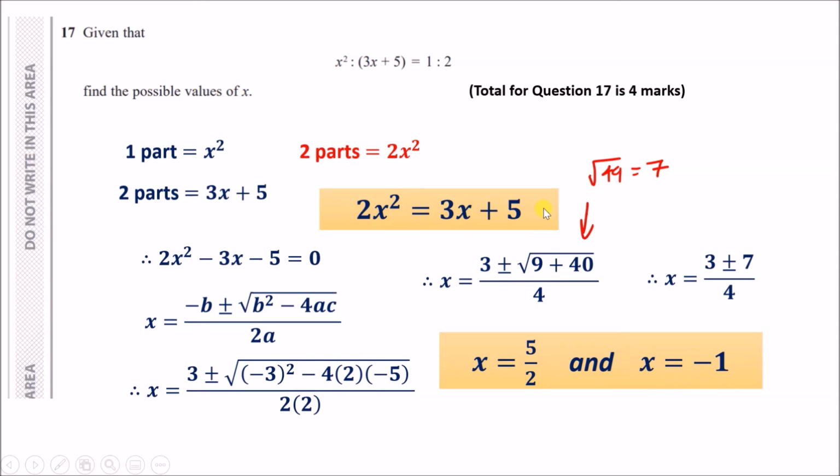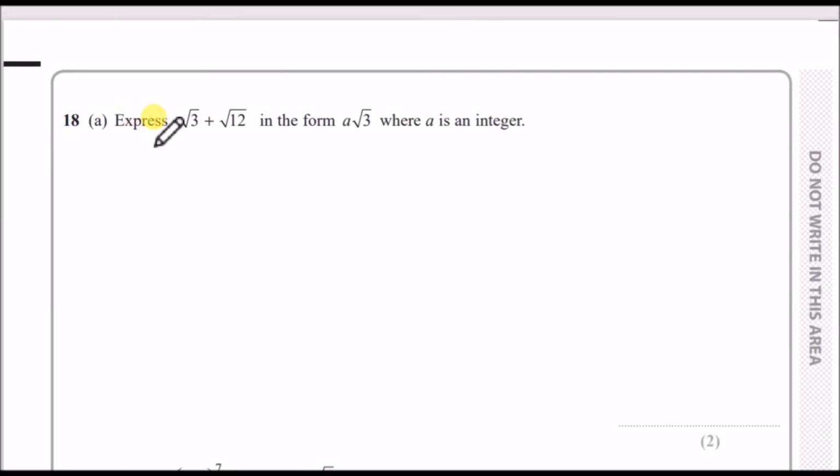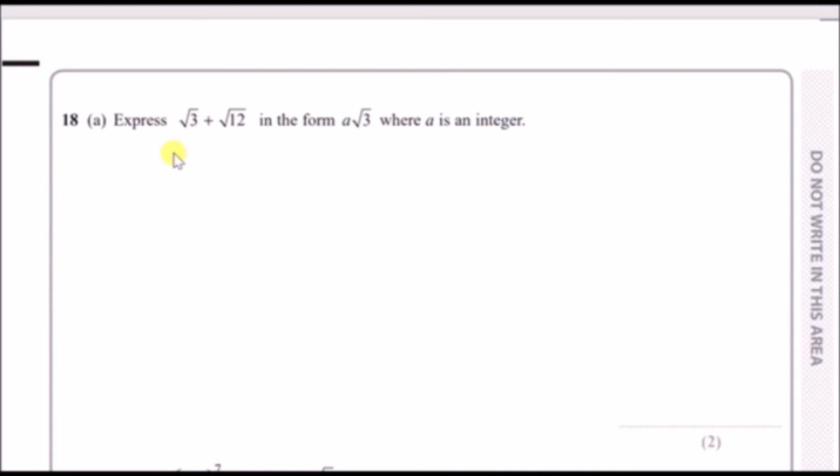And that's it, guys. Alright, express root 3 plus root 12 in the form a root 3 where a is an integer. Okay, so essentially, guys, we just have to rewrite root 12 in terms of root 3 and then add them together and then you got it.